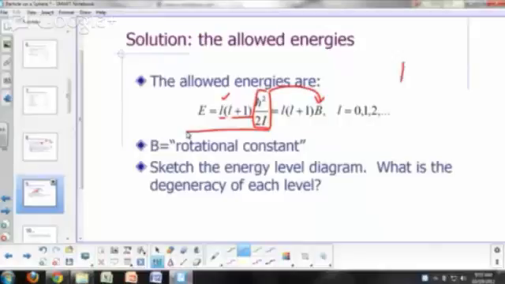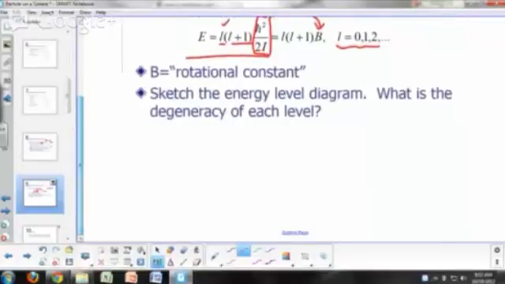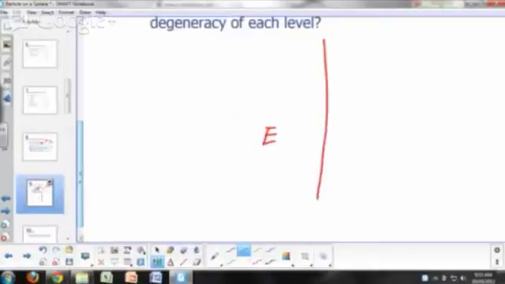Remember what I is? I is just mr squared, the moment of inertia. So energy is quantized since L is restricted to 0, 1, 2, 3, 4, and so on, non-negative integers. So what would our energy level diagram look like? What are the allowed energies? What's the lowest allowed energy?